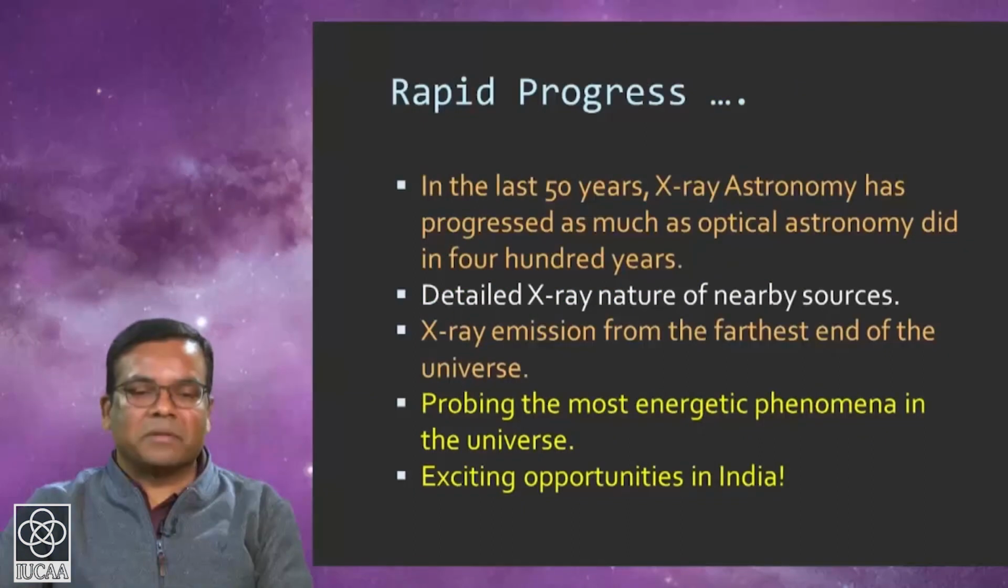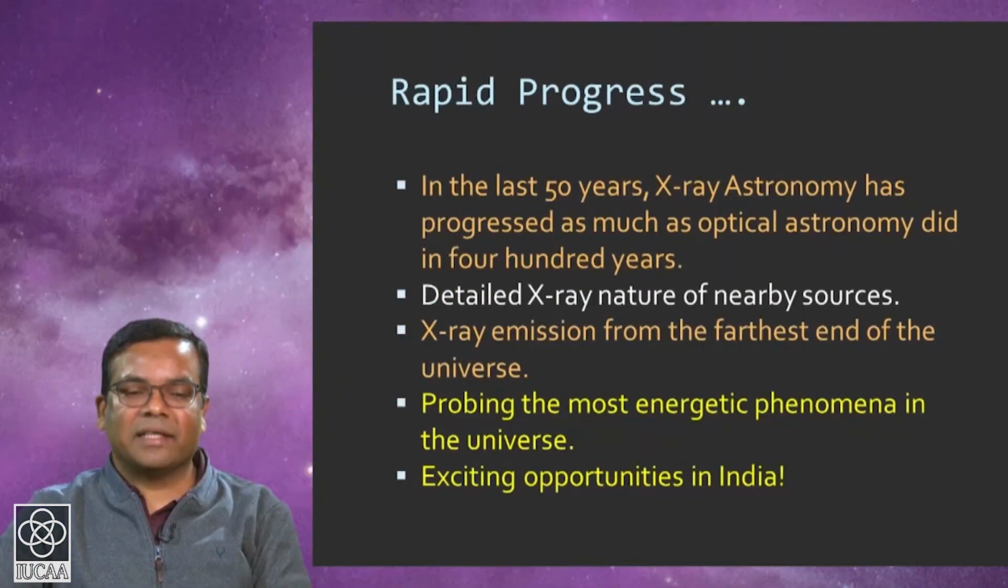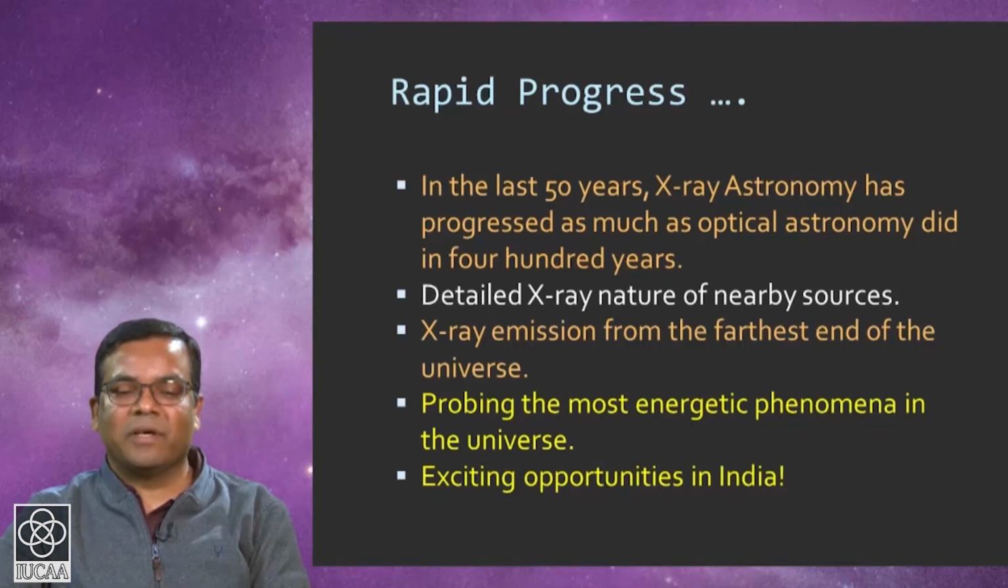So, to conclude, there has been very rapid progress in astronomy in recent years. In the last 50 years, X-ray astronomy has progressed so much that optical astronomy took 400 years to achieve the same, and because of this, the 2002 Nobel Prize was given to an X-ray astronomer, Riccardo Giacconi.